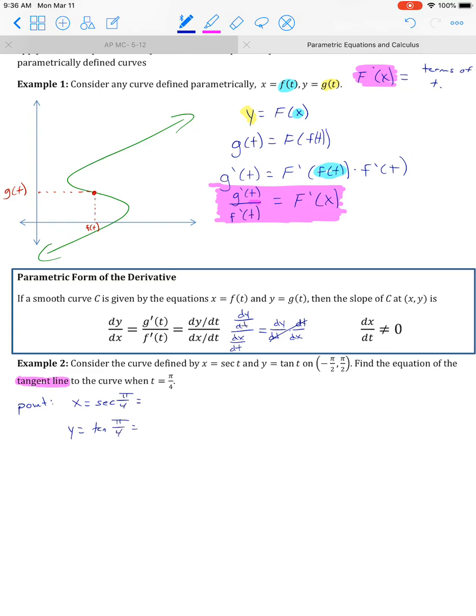All right, you can't let your trig hold you back here. So the secant of pi over 4 is 2 over root 2, and the tangent of pi over 4 is 1. So we have my point, which is 2 over square root of 2, comma 1.